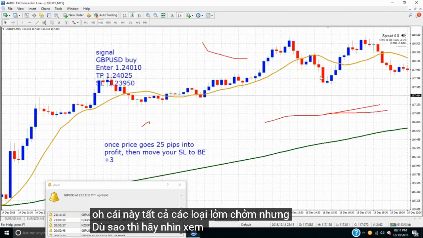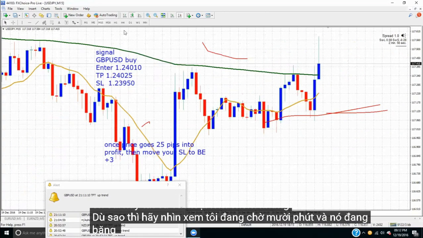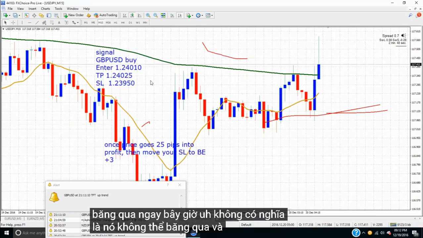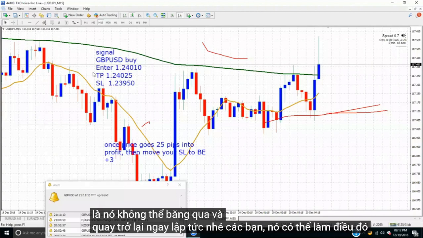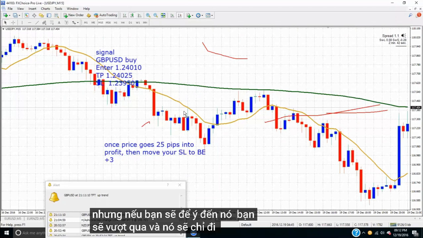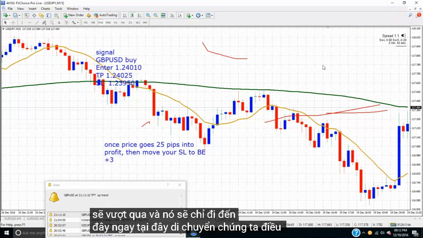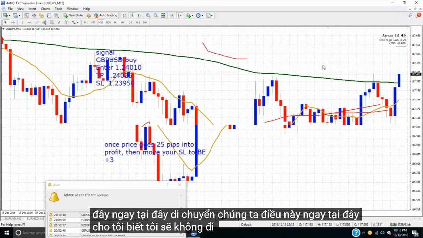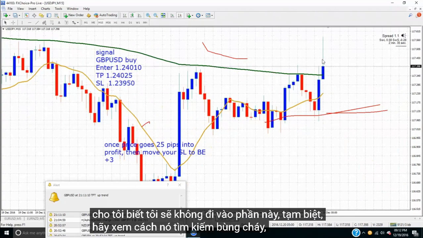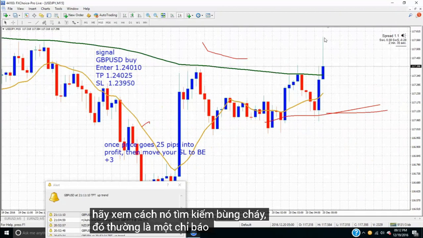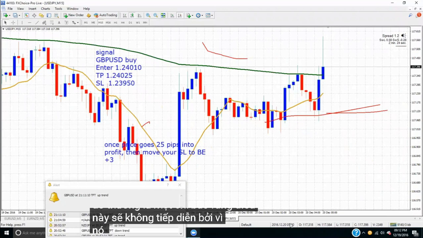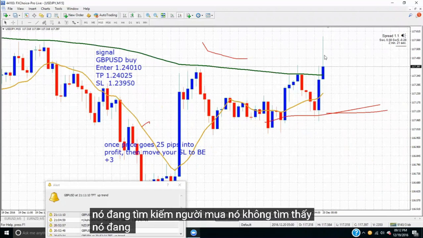But anyway, look, I'm on the 15 minute and it's crossing right now. It doesn't mean that it can't cross and come right back down. Okay, guys, it can do that. But if you'll keep an eye on it, you're going to get a cross and it's going to just go. This right here tells me I'm not going into this buy. See how it's searching for buyers? That's generally an indicator that this is not going to stay in a buy, because it's looking for buyers and it's not finding any. It's putting its feelers out.